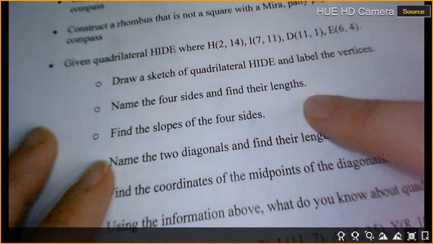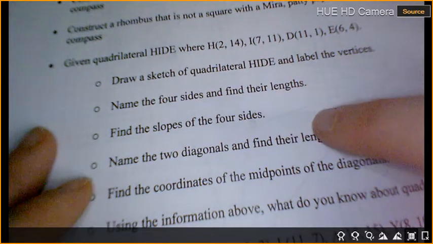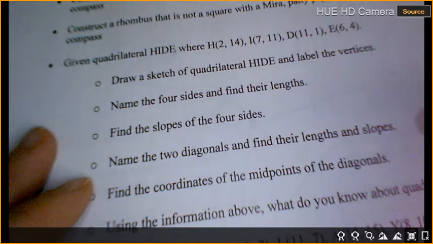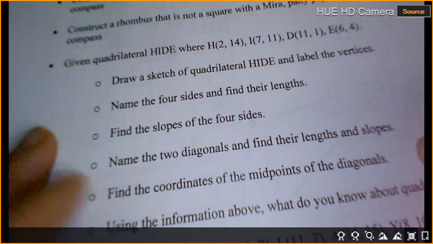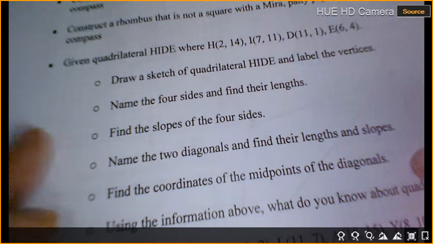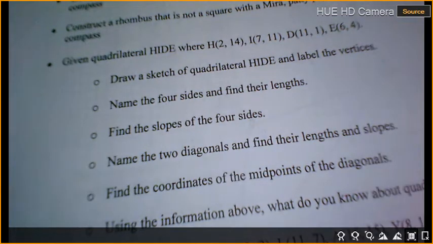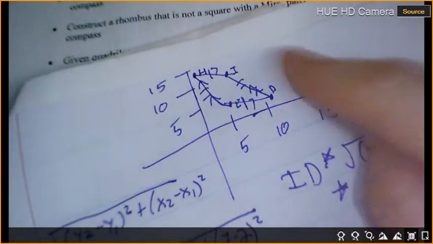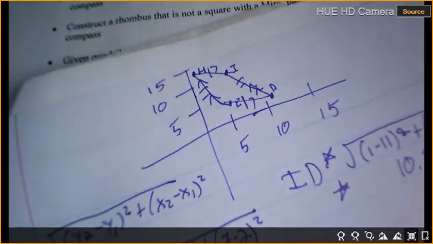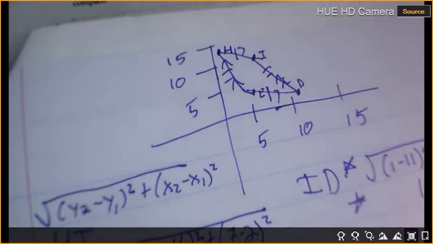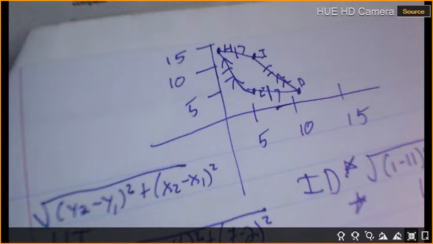Name the four sides and their lengths. Find the slopes of the four sides. Find the lengths and slopes of the diagonals. Find the midpoint of the diagonals, and what shape is it and why. Okay? So here's just my little sketch. I didn't even use graph paper to do it. I just made a little sketch. Okay? On your performance task tomorrow, there'll be like a grid, so you can put it in. Okay? Or I'll give you graph paper.